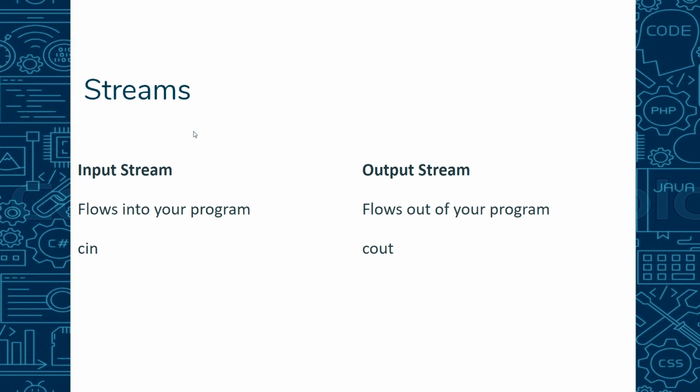A stream is just the direction the input or output is going. So an input stream flows into your program, such as a cin statement brings information from the keyboard. An output stream goes out of your program, such as a cout statement writing text to the output.